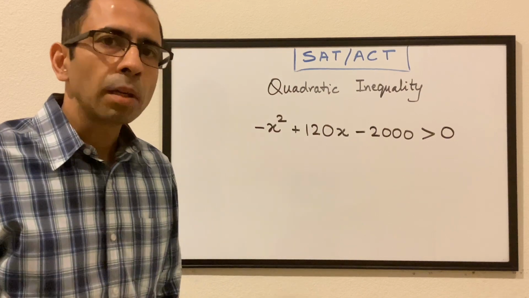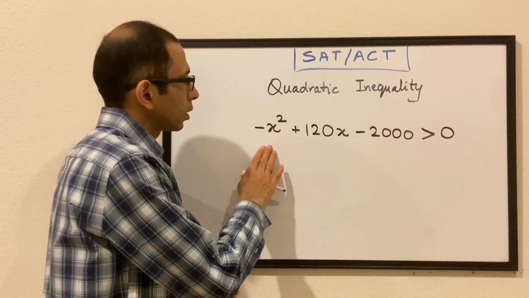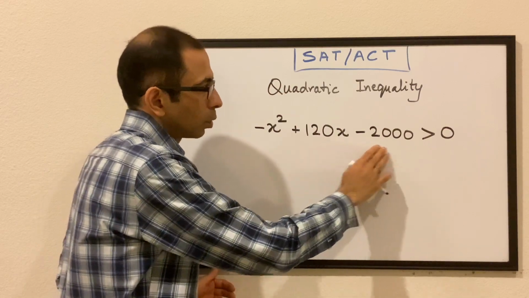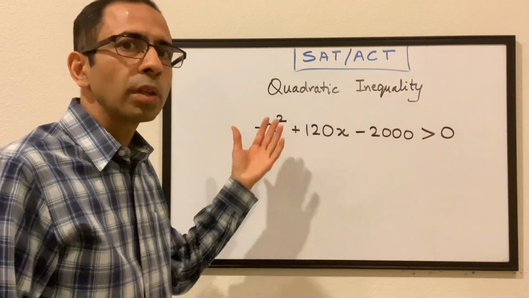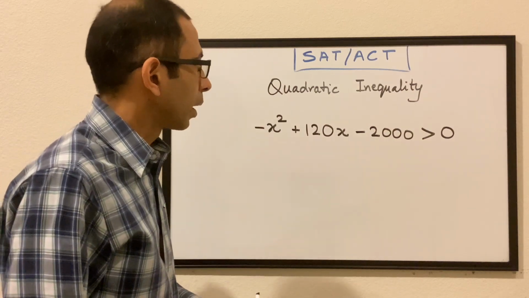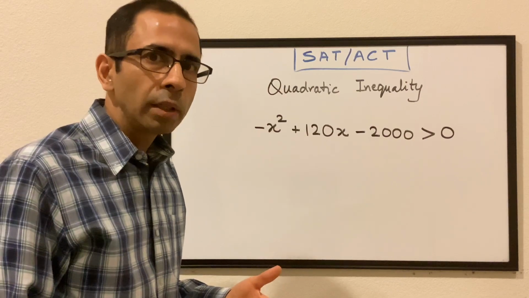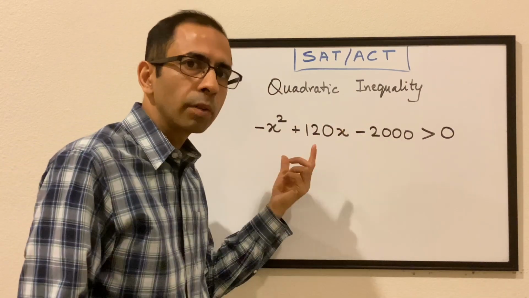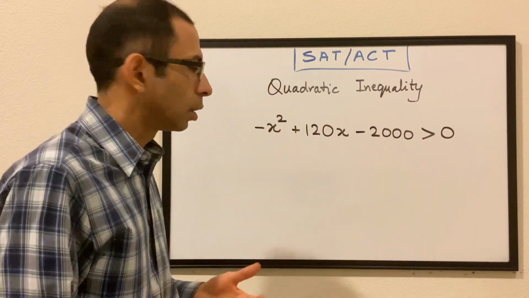Let's take one last example of a quadratic inequality. So let's say we have something like this: minus x square plus 120x minus 2000 is greater than 0. And we have to find the solution set for this inequality. Again, as we discussed earlier, the first thing is to find the roots of this quadratic function. We can use the quadratic formula for that, or we can just factor it out depending upon what is easy.